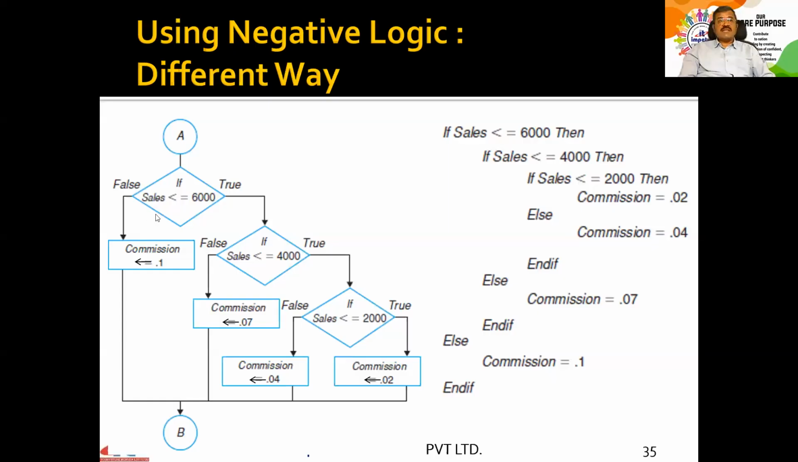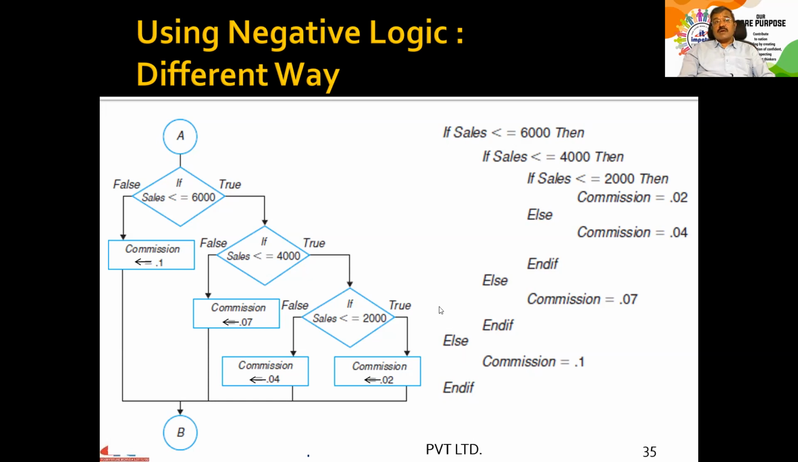Just to give a glimpse of what we could have done, we could have checked if sales are less than or equal to 6,000. If that is true, I'll check if sales are less than or equal to 4,000. If that is true, I'll check for another one. Is sales less than or equal to 2,000? If that is the case, then I'll pay him at the rate of 2%. Otherwise, if sales are less than or equal to 6,000 and this condition is false, that means it's greater than 6,000. Then I'll pay him 10%. So here also we are checking these conditions, but these logics are difficult to understand.